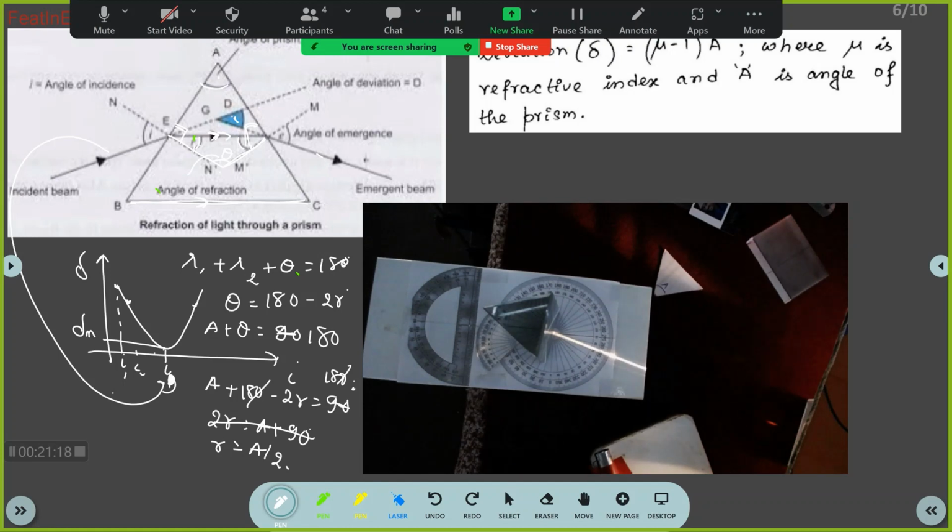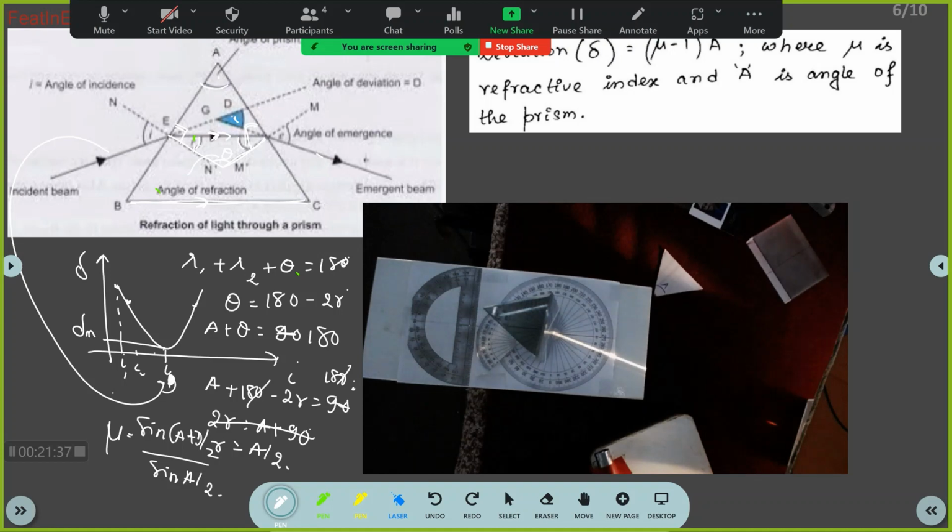Okay? Then you can go on to prove that the refractive index of the prism, mu, will be equal to sine of (A plus D) by 2 divided by sine of A by 2. You can prove this. So the refractive index of the prism can be found out like this.